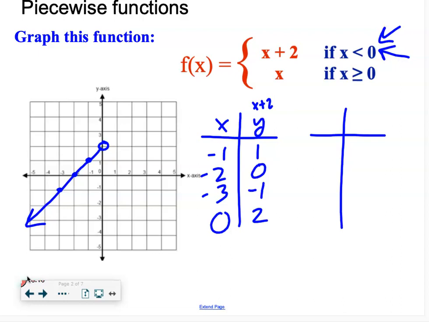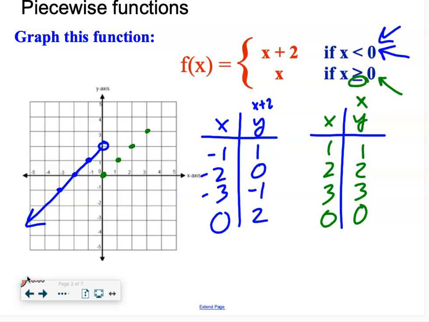For the next one, we're going to pick x's that are bigger than 0. Tell me 3 numbers that are bigger than 0. 1, 2, and 3. And then, of course, you also want to always include the handoff point, the 0. This is y equals x. So if x is 1, y is 1. If x is 2, y is 2. If x is 3, y is 3. And if x is 0, y is 0. So you plot your points, 1, 1, 2, 2, 3, 3, and 0, 0, and 0, 0 in this case is going to be a closed circle because of that equal to. Start at that point, start at 0, and follow the dots.